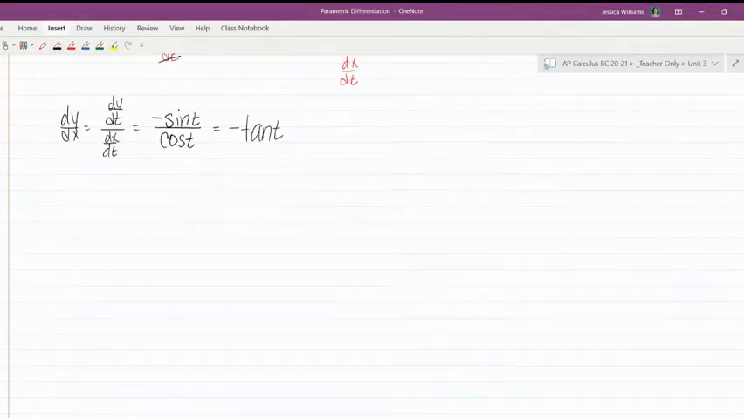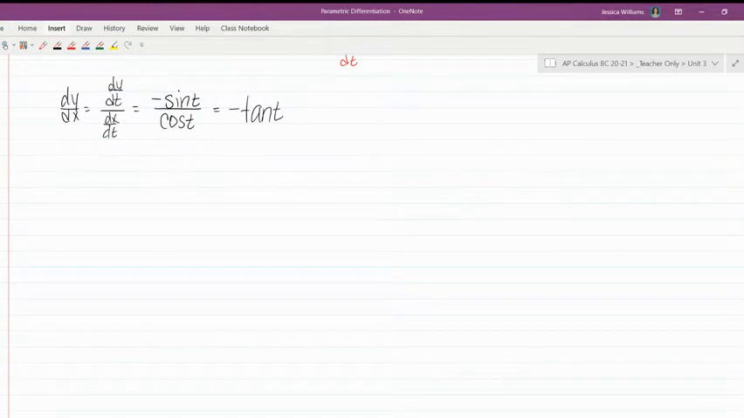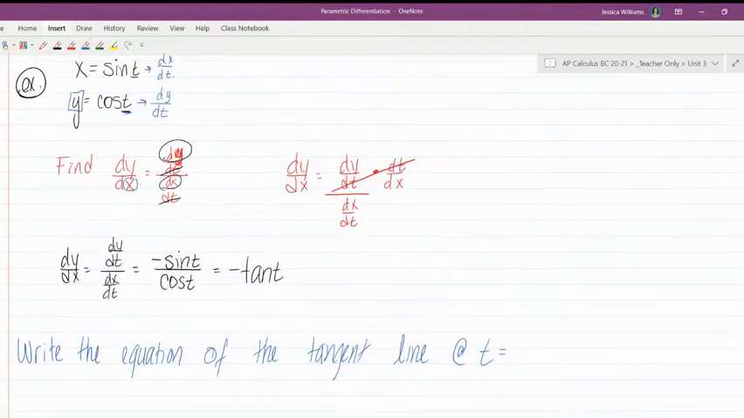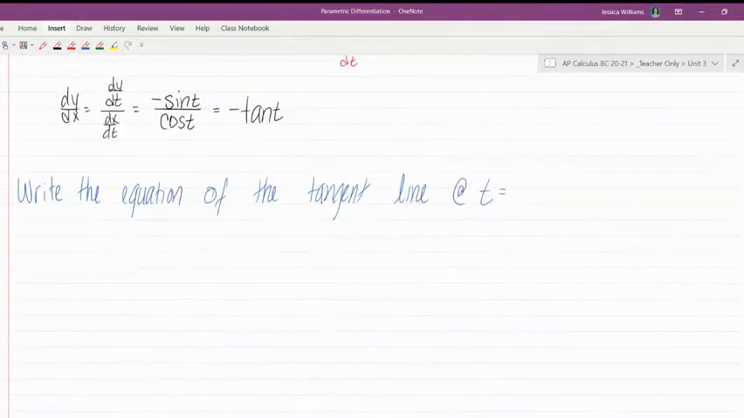So let me show you what it looks like to work with parametrics a little bit. What if I didn't just say find the derivative? What if I asked you to write the equation of the tangent line at t equals, what have I made here? How about just t equals 0? I don't want to hurt your little brains.